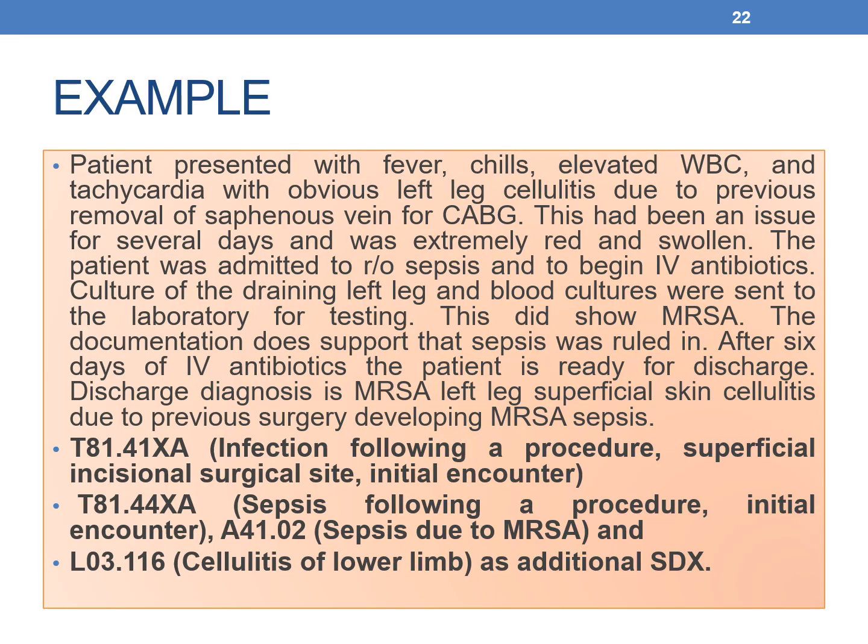Now let us discuss an example. A patient presents with fever, chills, elevated WBC and tachycardia with obvious left leg cellulitis. Here, left leg cellulitis is due to previous removal of saphenous vein for CABG. This has been an issue for several days and was extremely red and swollen. The patient was admitted to rule out sepsis and to begin IV antibiotics. The culture of the draining left leg and blood cultures were sent to the laboratory for testing. This did show MRSA. The documentation does support that sepsis was ruled in. That is, the patient was diagnosed with sepsis, and after 6 days of IV antibiotics, the patient is ready to discharge.